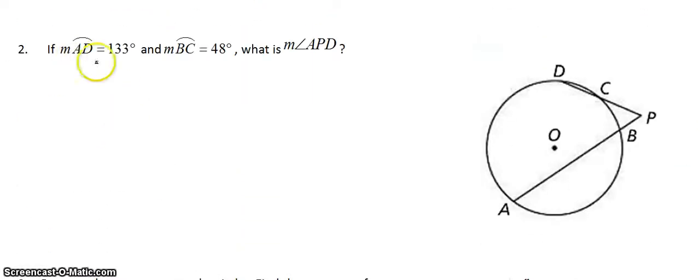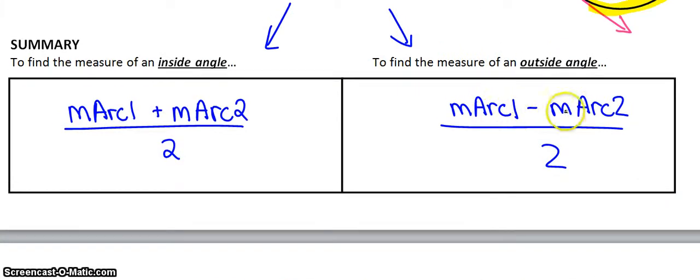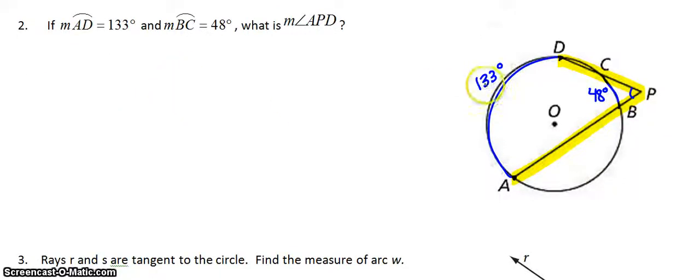Okay, number 2 gives you the measure of AD is 133. That goes from A to D, which is this arc right here, 133 degrees. And the measure of BC, which is right here, is 48 degrees. They want you to find the measure of angle APD. Going from A to P to D is that angle I've highlighted right here, which is outside of the circle, all the way out here. Now for an outside angle, as we referred to our notes, you subtract the arcs and divide by 2. My big arc is 133, my small arc is 48.